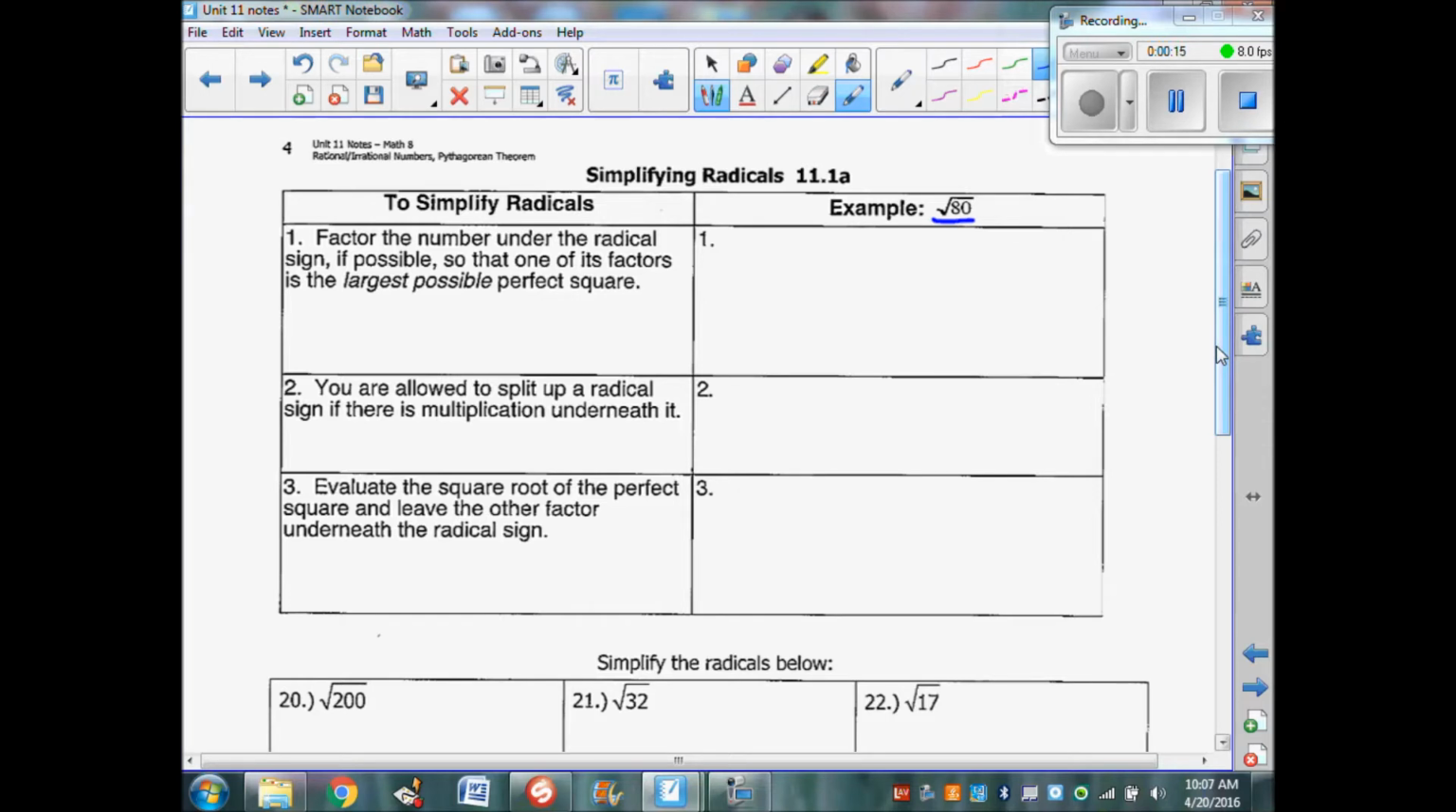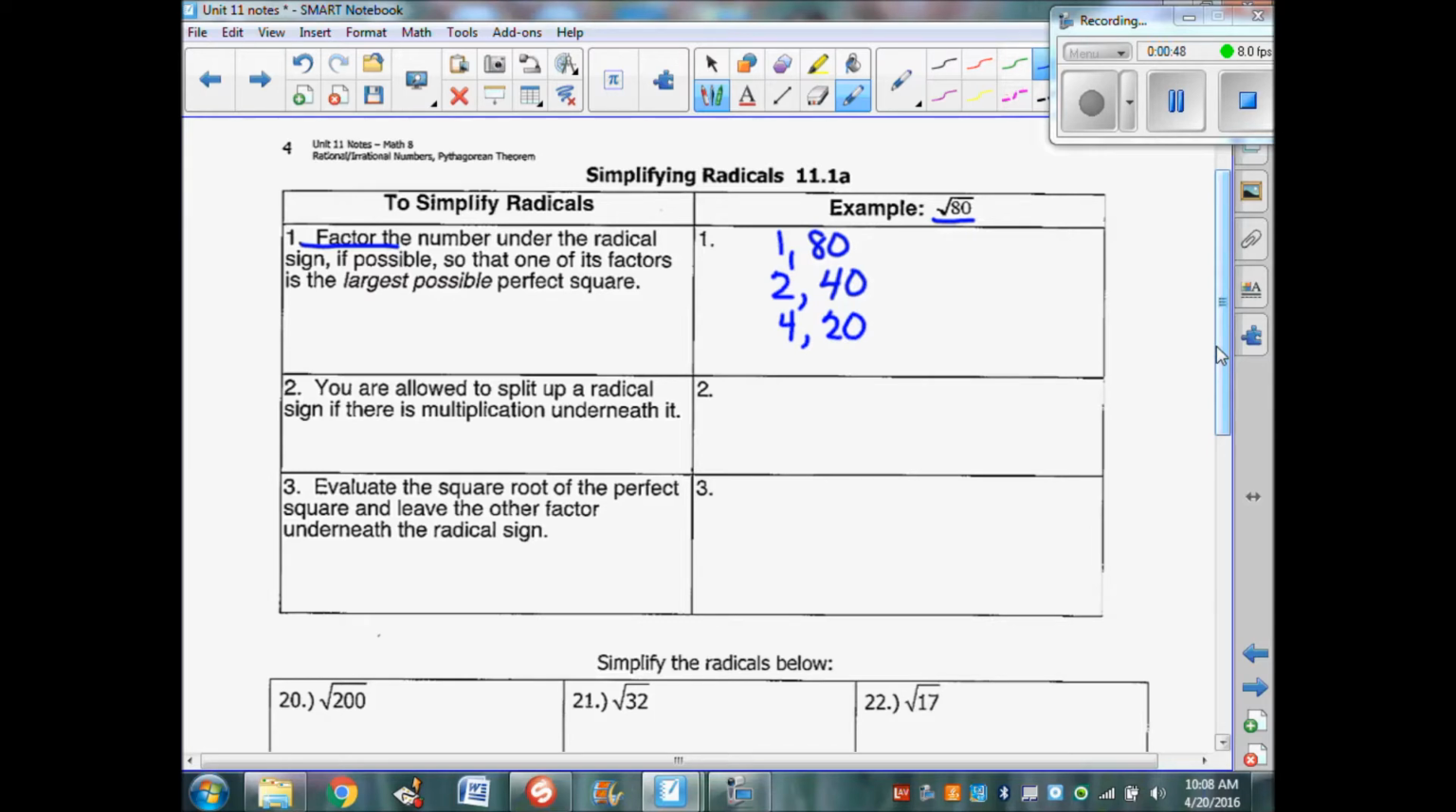It says factor the number underneath the radical sign, if possible, so that one of its factors is the largest possible perfect square factor. So what we're going to focus in on right now is factoring. So we need to come up with all of the factors of 80. So 1 times 80 is 80. 2 times 40 is 80. 4 times 20 is 80.